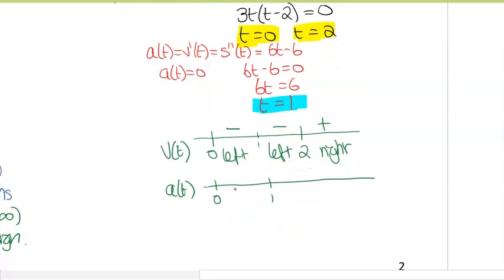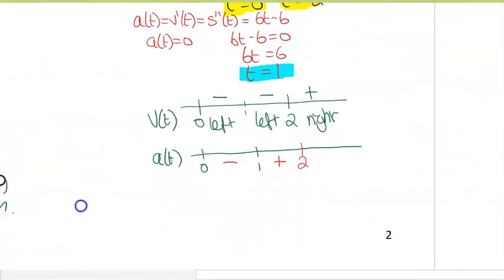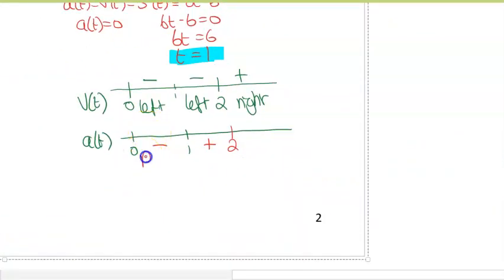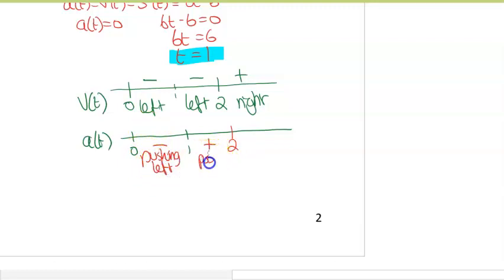Okay. Let's look at the acceleration function. So 1.5, throw in 2 as well. If I say 1.5, then put in 1.5 times 6 minus 6, that's going to give me positive. If I put less than, so a half, that would be 3 minus 6, that's going to be negative. So that means I am pushing left, pushing right. Okay, so final answers here.